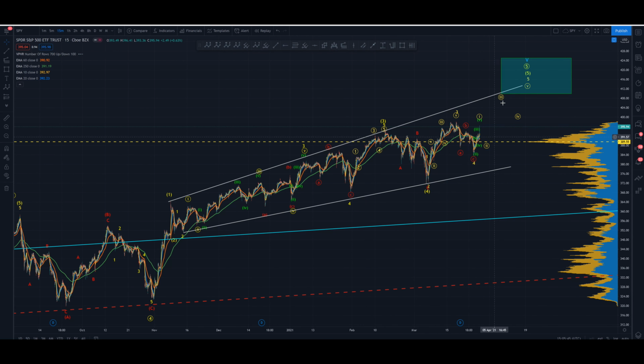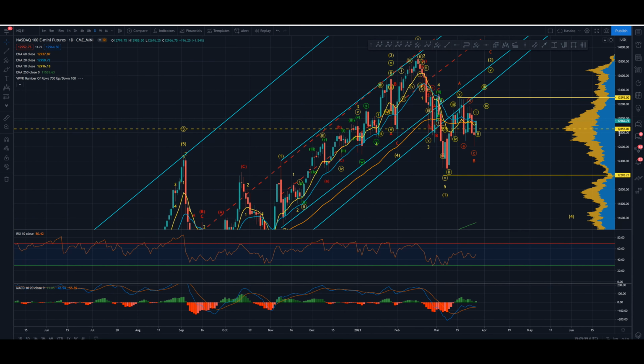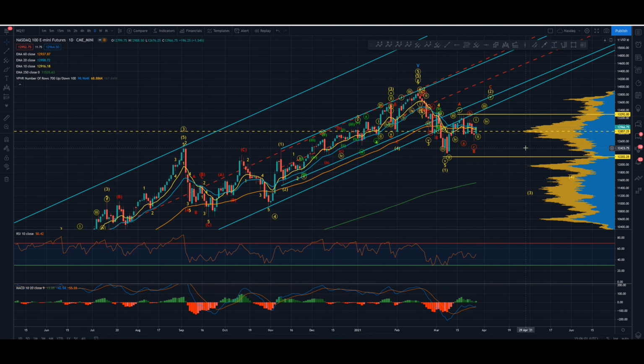I'm expecting a move up in 5 waves to complete either a C of an ending diagonal or to complete the 5th of the 5th of the 5th of the 5th of the 5th up here. That's the SPY. Right, so let's move over and have a look at the Nasdaq. Bring up the count. So, a couple of things to look at here. Let's just go full screen.